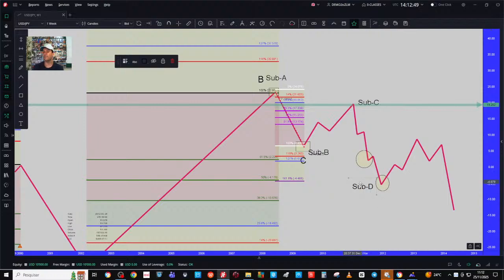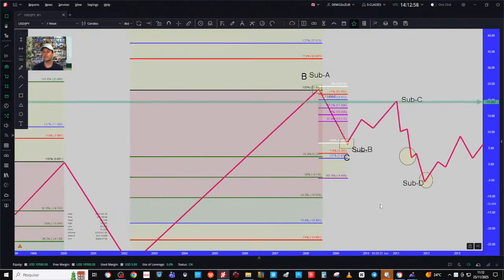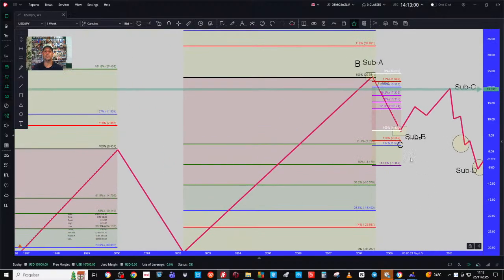Which one is the sub D, everybody? Is the first circle the sub D, or is the second circle the sub D? Second, exactly. So as the market progresses, you also now need to move the C.